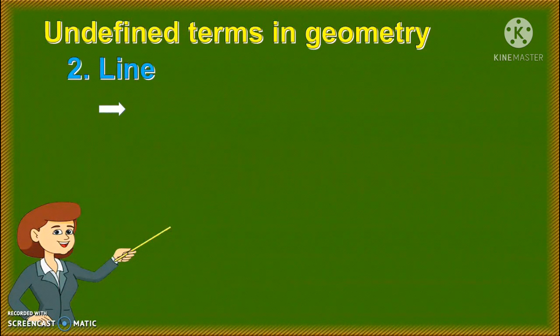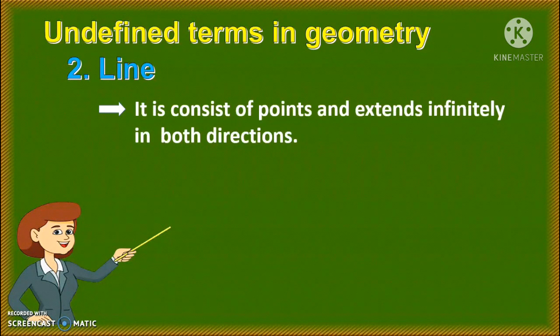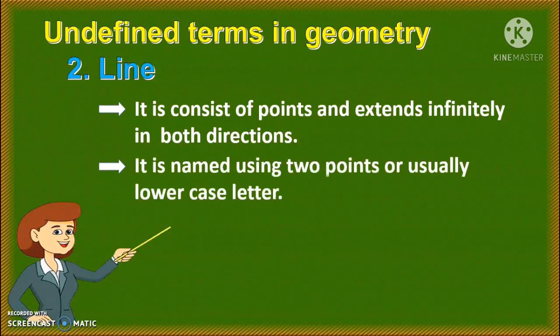Okay, we have a line. It consists of points and extends infinitely in both directions. So, meron siyang mga arrowheads. It is named using 2 points or usually a lowercase letter. So, we have an example. We have a line. Meron siyang dalawang arrowheads in both. Pwede mo siya kasing ma-extend. Etong arrowheads na to, pwede siyang ma-extend in both directions.